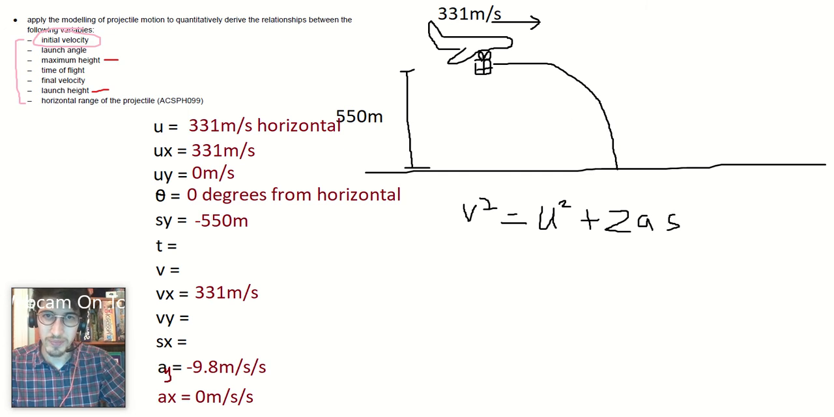Now we've got to remember that these are all in the vertical direction. So this is vy, uy, ay, and displacement in the y direction, sy. Okay, now rearranging this is not too hard. We're looking for vy, so we just have to get rid of this squared. So we square root both sides, not too hard.